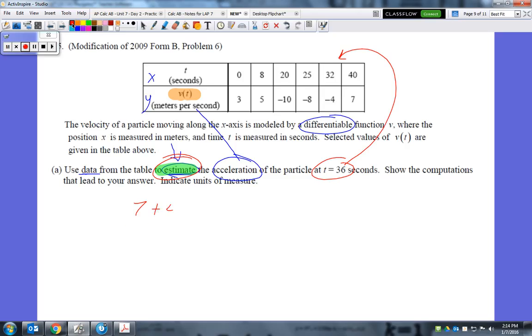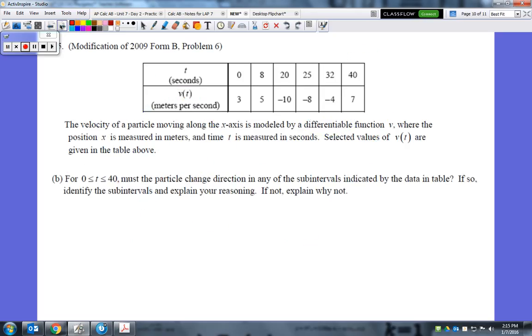So 7 minus negative 4 over 40 minus 32. So we have 11 over 8. So this is 11 over 8. What would the units be? Yep, meters per second squared. This is the estimated acceleration at 36. It can't be exact because I'm not even given a what? An equation. I'm not given a function. Okay, so let's go to B.